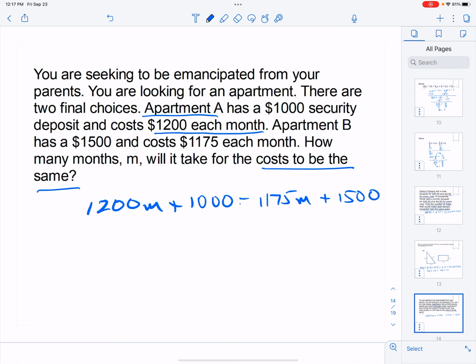So that means I'm looking for equals. So that's taking an equation from a scenario and then writing the equation from that. And then all we have to do is solve it. Now in this particular one, whenever I get done, I'm going to have a label of months on my answer, because the question is asking how many months will it take for the cost to be the same?